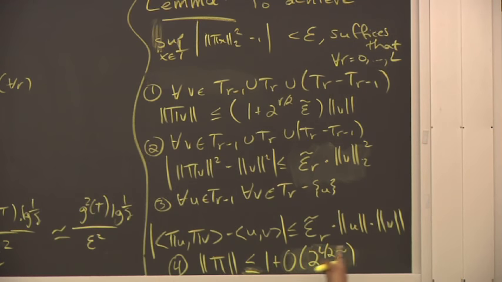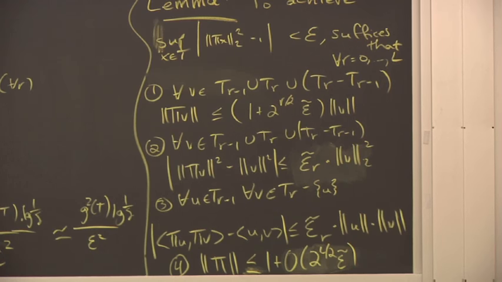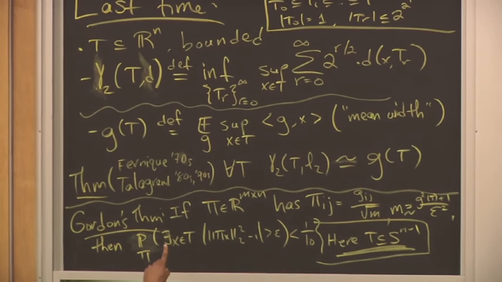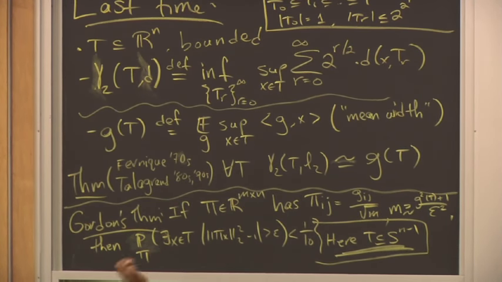How big is that set of vectors? Oh, by the way, what are these T_r's? In this proof, the T_r's are the sequence that achieve that inf. The definition of gamma 2 says to choose the T_r's of size at most 2 to the 2 to the r, which minimize that sup. In the proof of ORS, these T_r's are chosen to be the ones that achieve the inf. They're the best T_r's. We don't need to know what they are. Just the fact that they exist is enough for the proof.